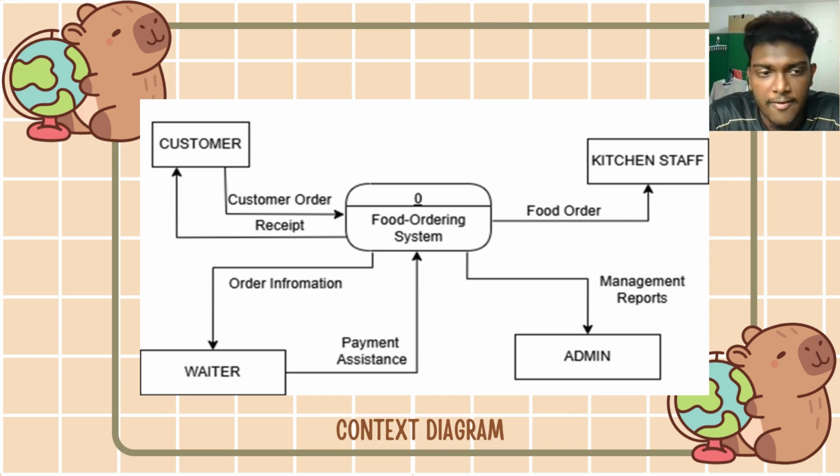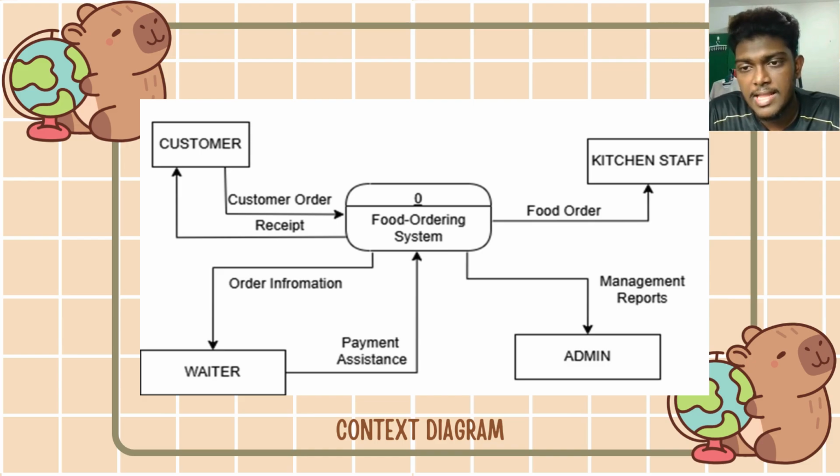So for the next part, we have context diagram. So why do we need context diagram? It is because the diagram illustrates the level zero context of the food ordering system. Also, it shows the external entities with the system as a single process, and also highlights the data flow between the users and also the central system.